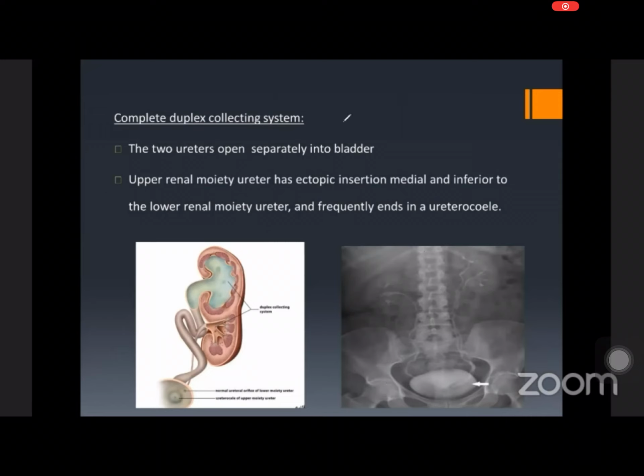Moving on to complete duplex collecting systems, here there are two ureters which open separately into the bladder. The Weigert-Meyer rule was discussed in the previous session. So here we see a complete duplicating collecting system. Often the upper moiety ureter ends in a ureterocele, which is nothing but the dilatation of the distal end of the upper moiety ureter. So this is a complete duplicating system with a ureterocele of the upper moiety.